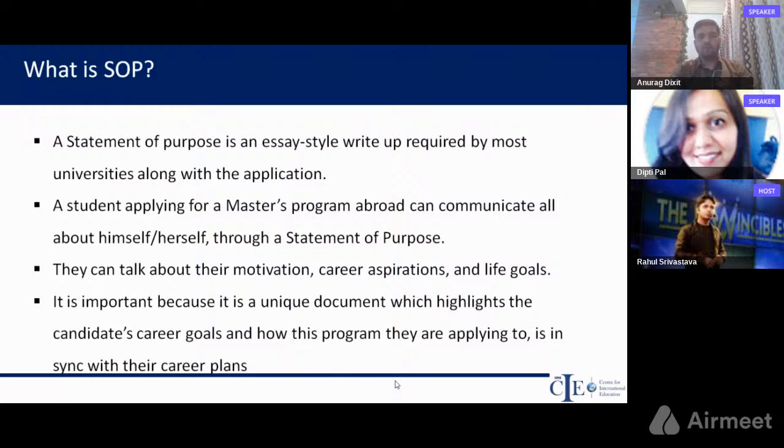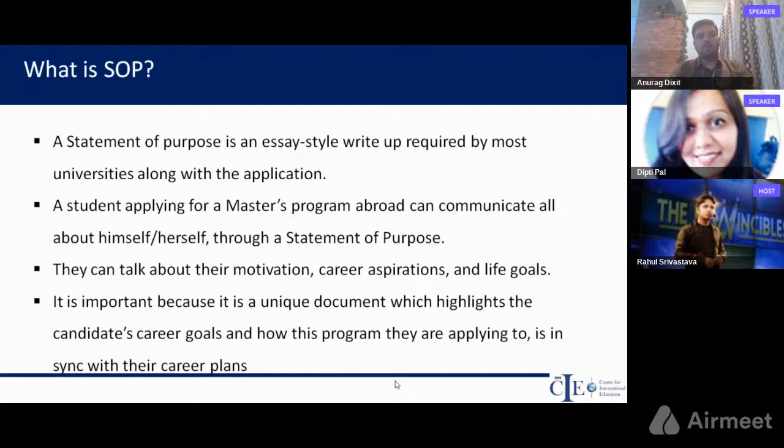This is the opportunity for an applicant to communicate about themselves, right? What are their strengths? What are their weaknesses? What has their life journey been like? And essentially, with a focus on their academic background, their career plans, and why they are looking to pursue a master's degree. They also need to show what motivated them, what inspired them, and what kind of career goals and life goals they are coming with, right?